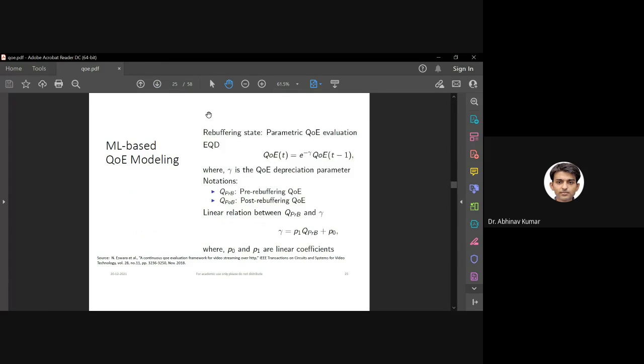And in the rebuffering state, we had an exponential depreciation, similar to ETVSQ that we have done earlier, where QoE at time t goes as e to the power minus some parameter. We computed this parameter using a linear relationship with QP and RB, and we also computed these linear coefficients P0 and P1 based on the database. It's not that we only did this study for our own database. I'll have more results going forward where we show the performance of this on existing other databases without rebuffering.